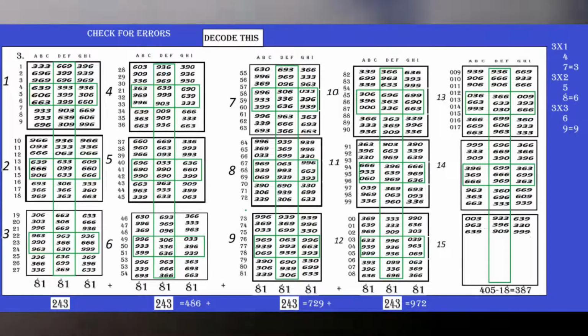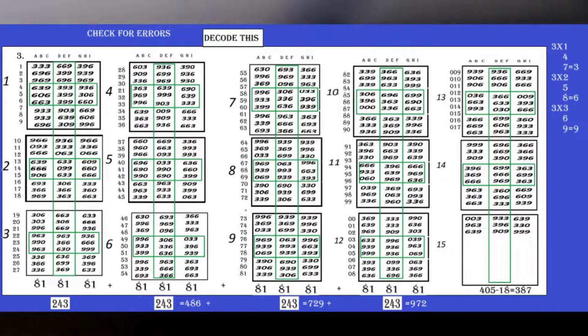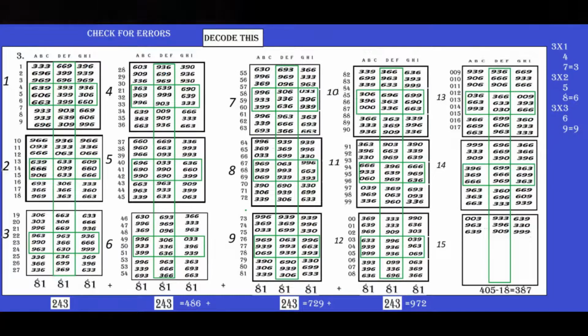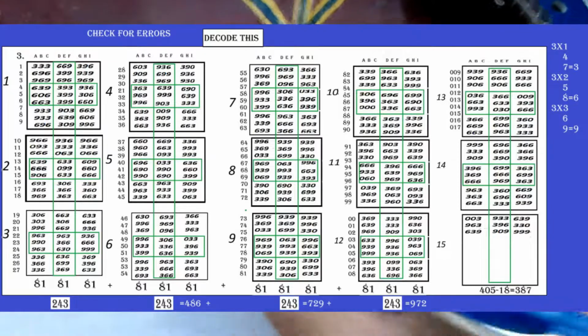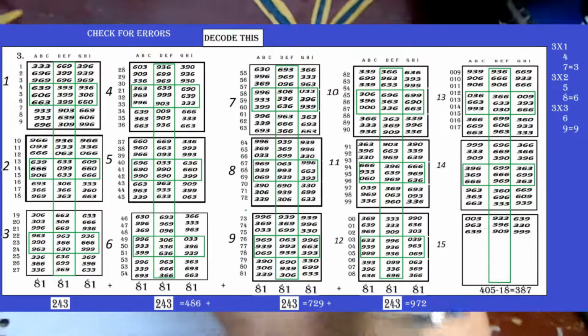3 times 1 is 3. 3 by 4 is 12. 1 and 2 is 3. 3 by 7 is 21. 2 and 1 is 3. The total answer, okay, is 3 plus 3 plus 3 equals 9.